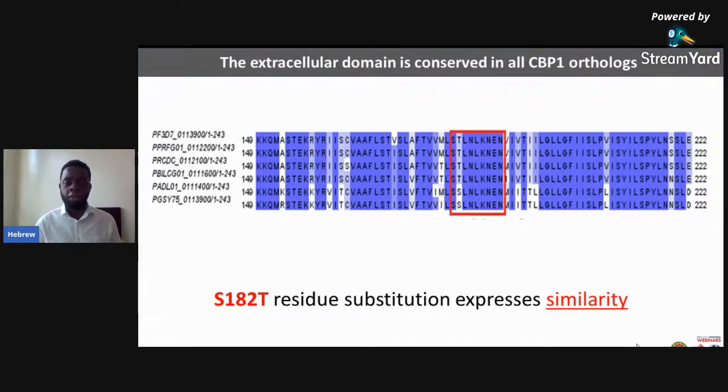I think to note is, when I mentioned conservation, someone may ask why we have a variation in the threonine and serine. But the threonine and serine are similar in terms of their physicochemical properties, of them being both hydrophobic. So it will mean that the region has a really conserved role in allowing association of the infected erythrocytes to the ligand.